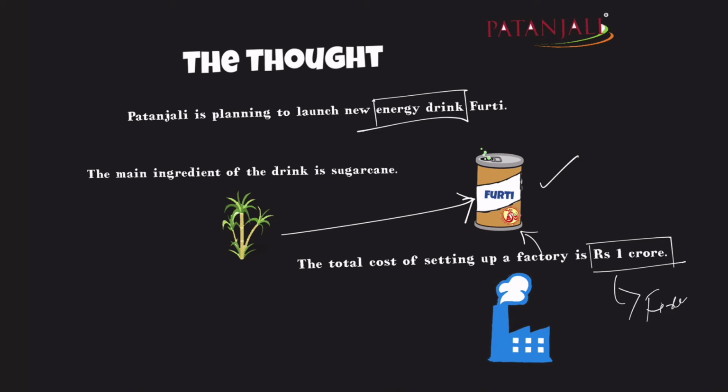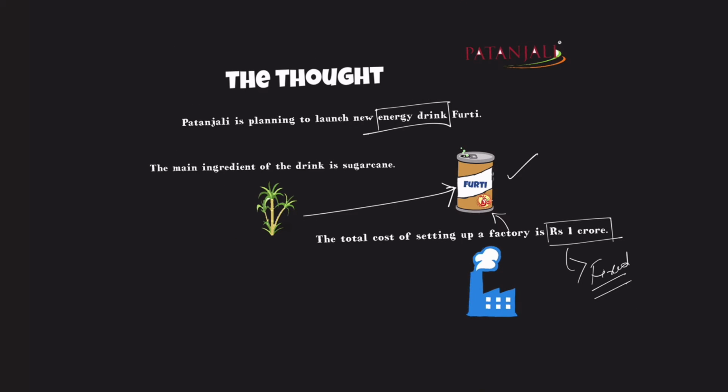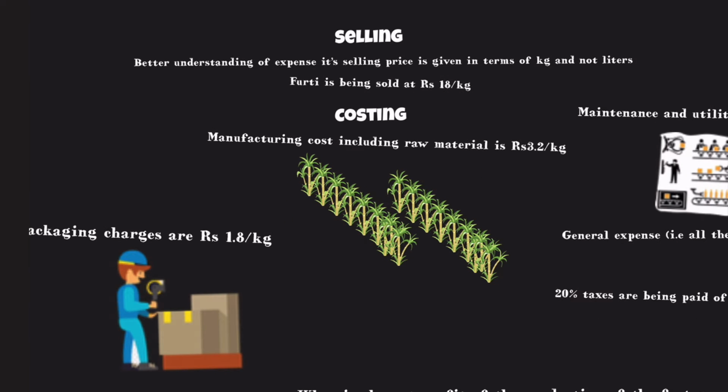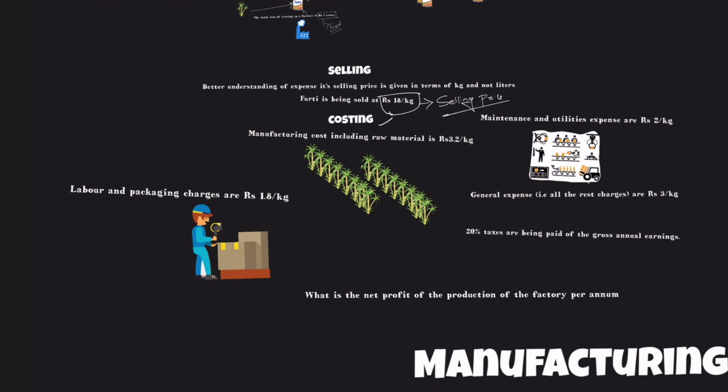The total cost of setting up the factory for Furti is rupees 1 crore. So that is a fixed cost that will be required. Now what is given to me? Selling price. For better understanding of expense, its selling price is given in terms of kg and not liter. So even being a drink, the selling price is given as rupees 18 per kg. Why are we doing it in kg? Because it will be easier to find, because the costing will also be given in kg now.